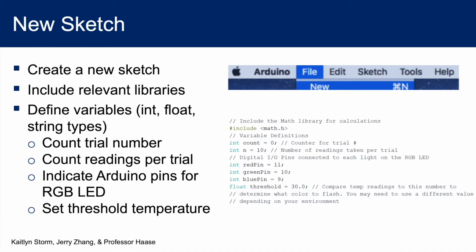Since we are using an RGB LED capable of changing color, we need to indicate which Arduino pins we will connect to the red, green, and blue pins. In our case, we will specify pins 9 through 11. Finally, we need to set a threshold that we will compare our mean to. Let's make this a float, so this variable can have decimals like 30.0.